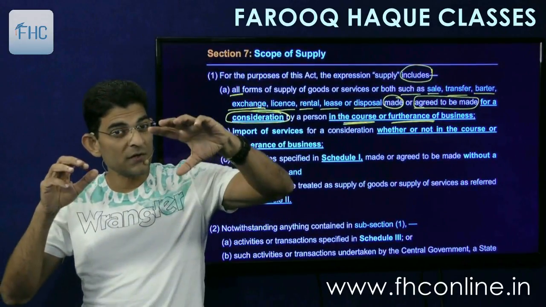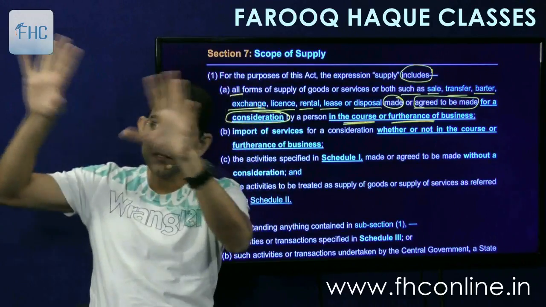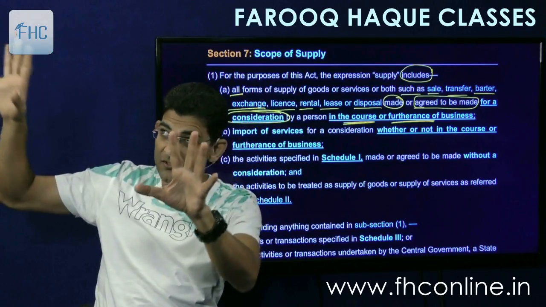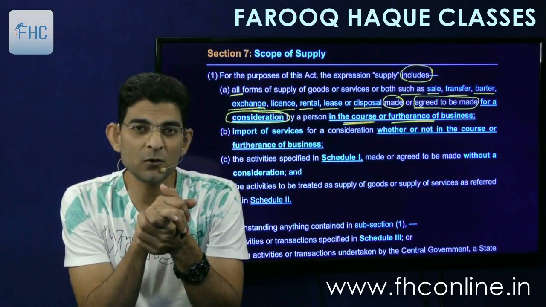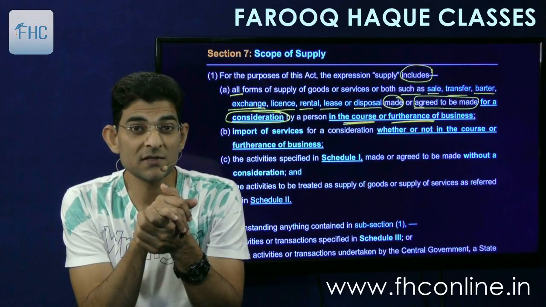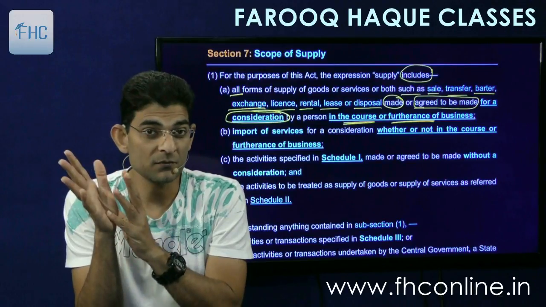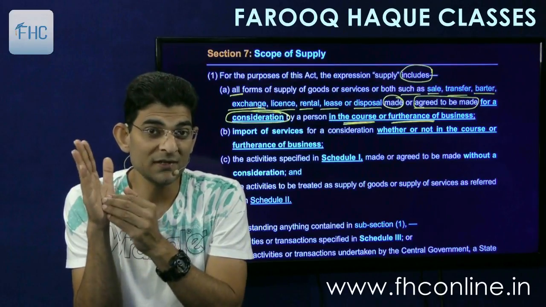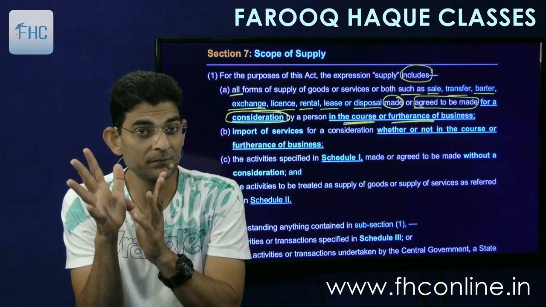But if you sell your TV from your business place, like you are having a restaurant and there's a big TV there to watch IPL matches and all, and suddenly one day you decide to sell it off. Will that be chargeable to GST? Yes, because that is in the course or furtherance of business. For doing business, you are using that TV as an asset. So then it will be taxable.